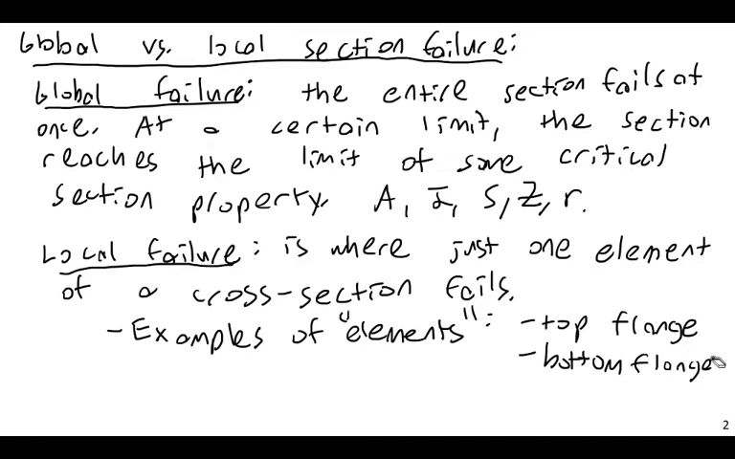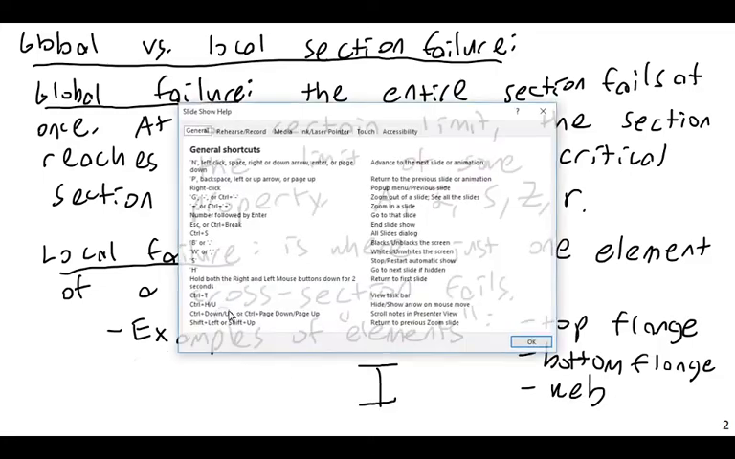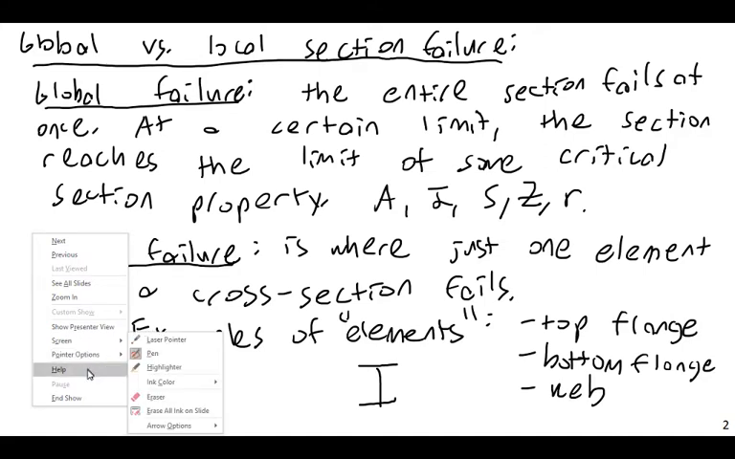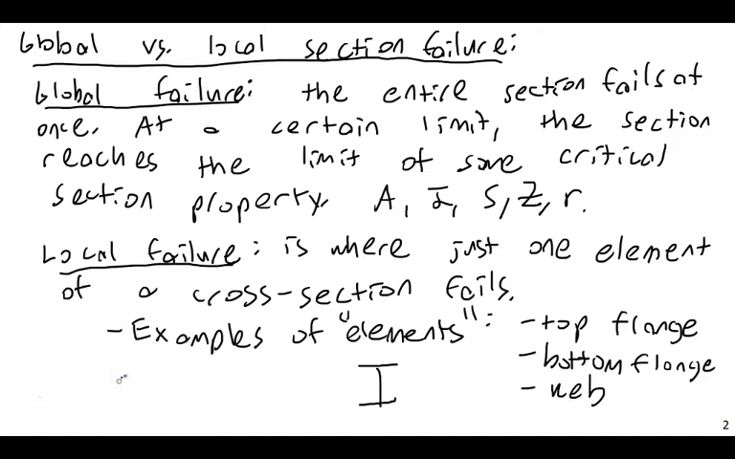Or the web. Those are your three main examples of elements in a section, in our common steel sections. So if we have an I shape, basically the web could be slender or compact, the flanges could be slender or compact, etc. And you could get local failure in this region here, in this region here, in this region here, long before you reach the overall capacity of the section.